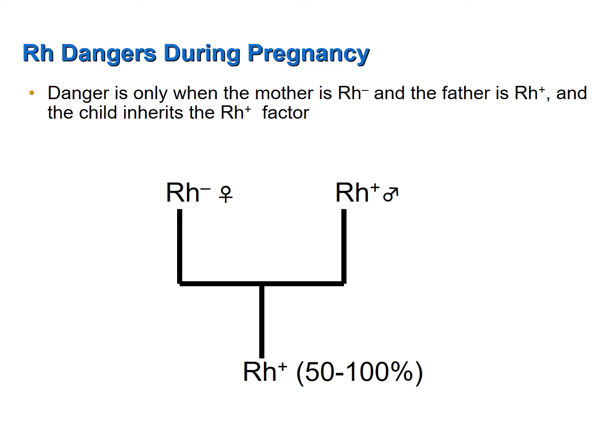If you have an Rh negative mother and an Rh positive father, there is a 50 to 100% chance that the child will be Rh positive. It just really depends on if the father is homozygous or heterozygous. If he received the Rh positive antigen or gene from both parents, then there's a 100% chance that the child will be Rh positive. If the father received the Rh positive gene from one parent but not the other, then there's a 50% chance that the child will be Rh positive. So there's a 50 to 100% chance that you will have an Rh negative mother with an Rh positive child.